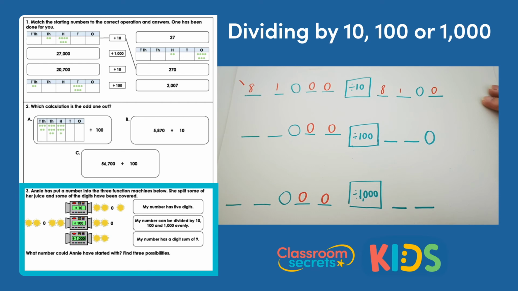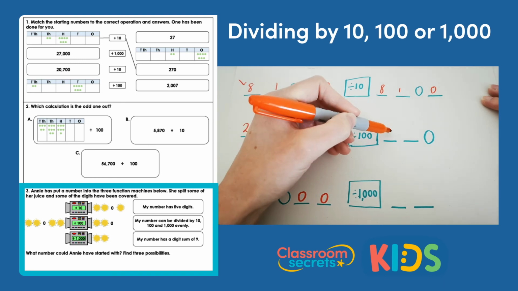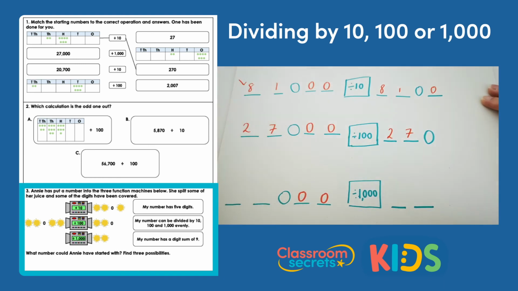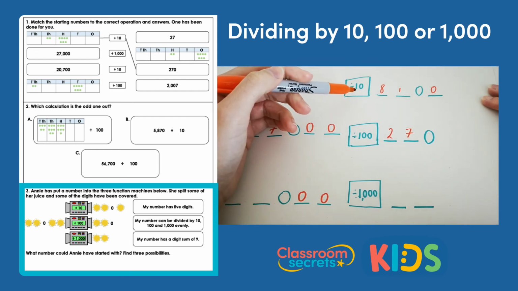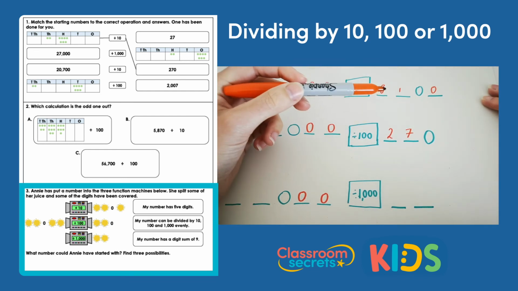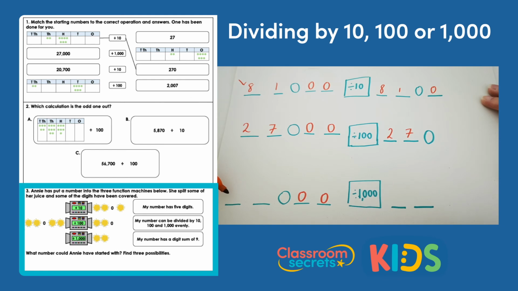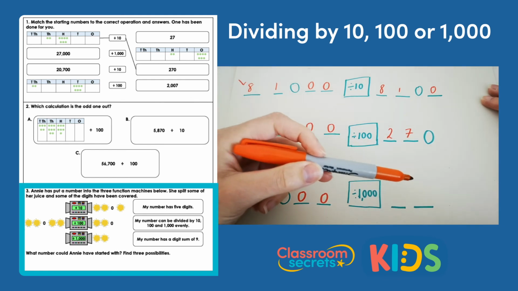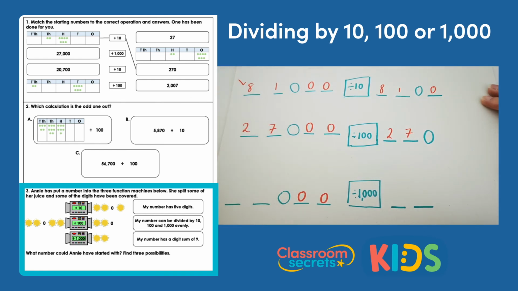But Annie has asked us to find 3 possibilities. So we could also have 27,000. If we did 27,000 divided by 100, we'd get 270. If we did 27,000 divided by 10, we'd end up with 2,700. And if we did 27,000 divided by 1,000, we'd get 27. 2 and 7 add up to make 9. So that would work.